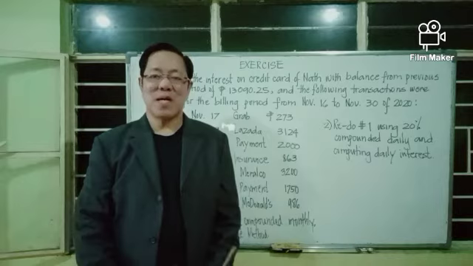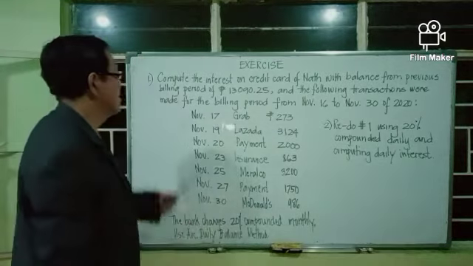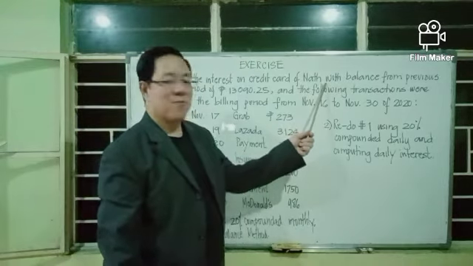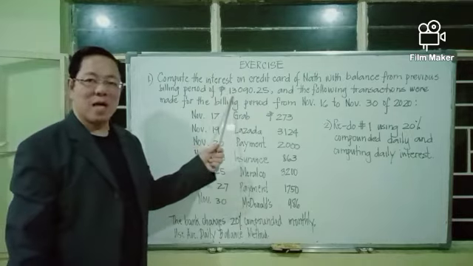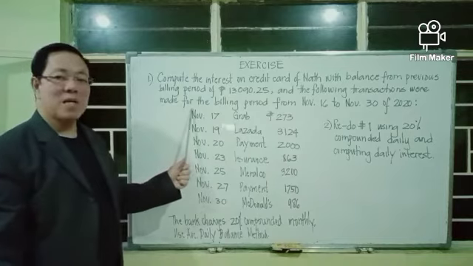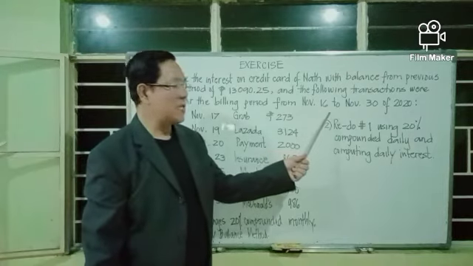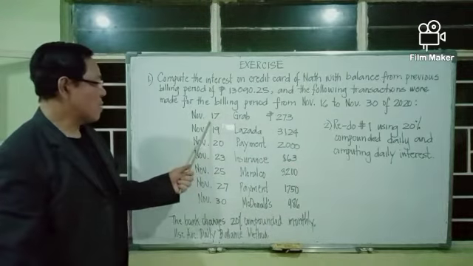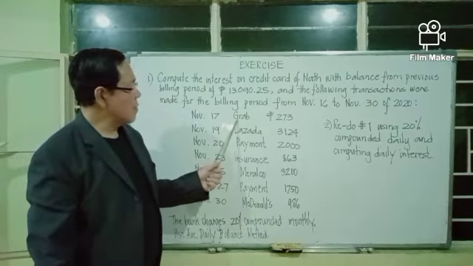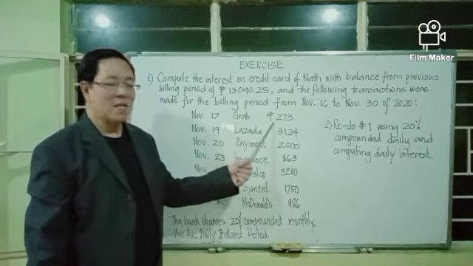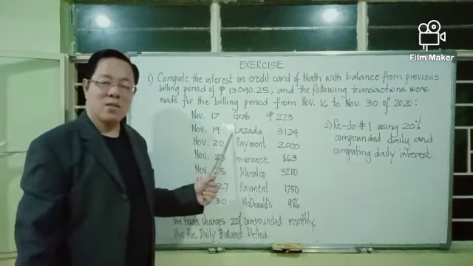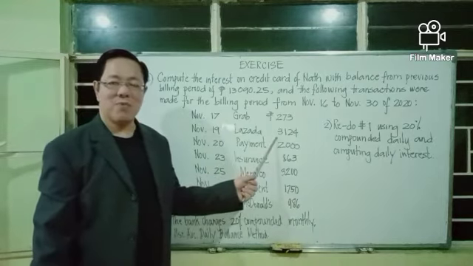For your practice, please try the following exercises. Number 1, compute the interest on the credit card of Nat with balance from the previous billing period of 13,090.25 pesos. And the following transactions were made for the billing period from November 16 to November 30 of 2020. On November 17, Nat took the Grab and paid the fare using her credit card, and her credit card was charged the amount of 273 pesos. On November 19, Nat paid Lazada using her credit card the amount of 3,124 pesos.